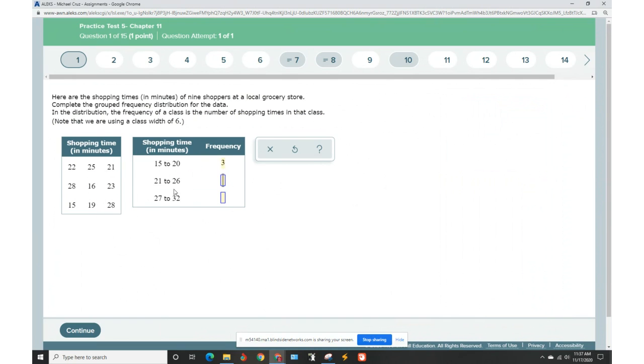Now the next one is 21 through 26. That's actually all 3 of these, 3, and then also this one. So there's 4 of them. And there's 1, 2, 3. So there's 9 of them. So there should be 2 more. So we got 27 to 32. So there's 1 and there's 1. And there's the other 2. All right, did I get them all right?